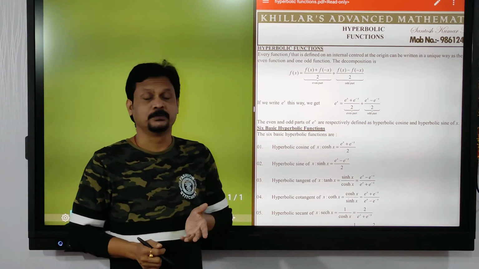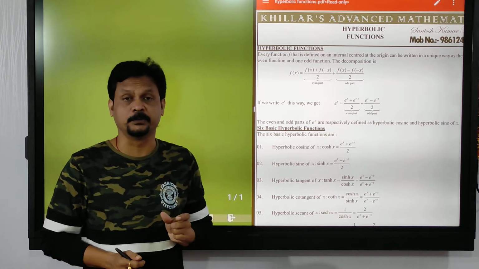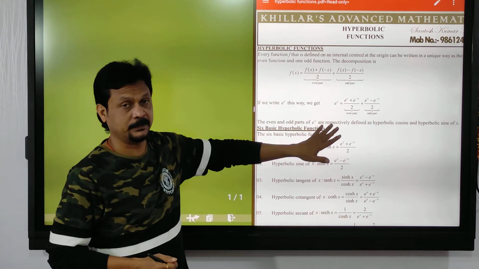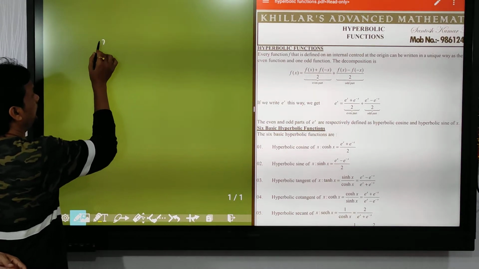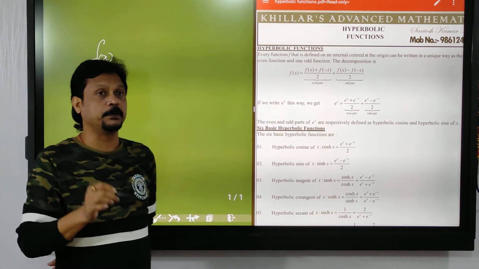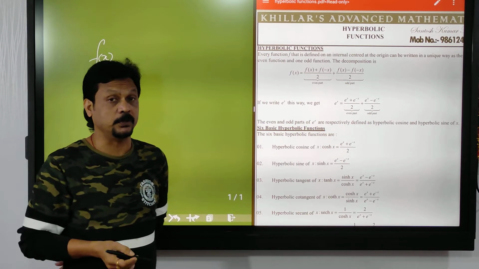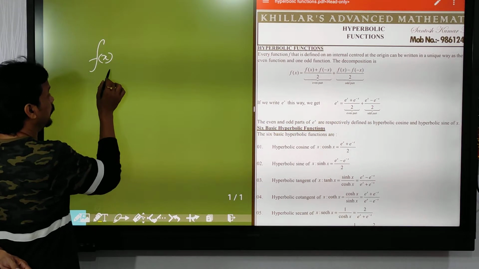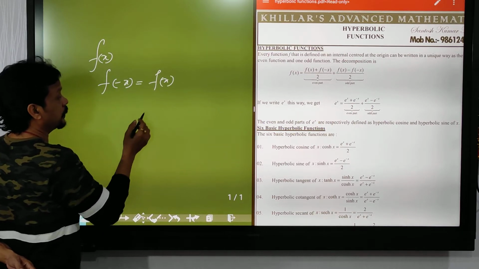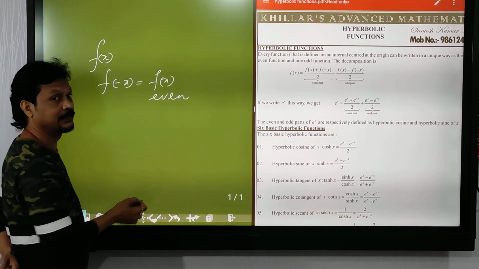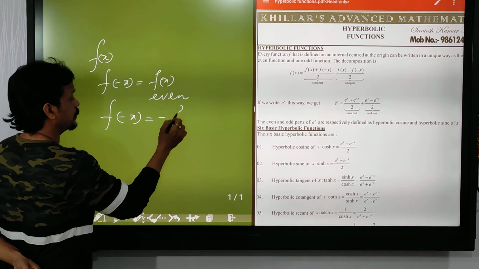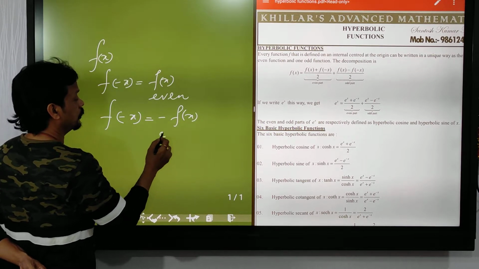Only two very simple formulas you have to remember. After that you can do all the problems. See here, if f of x is any function, then under what condition is f of x said to be even and f of x said to be odd? Clear? If f of minus x is equal to f of x, then the function is said to be even function. And if f of minus x is equal to minus f of x, then it is called odd function.